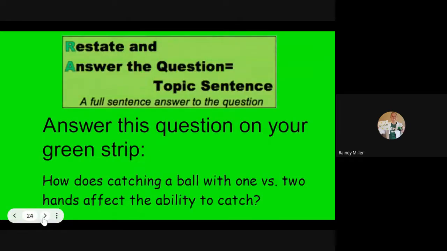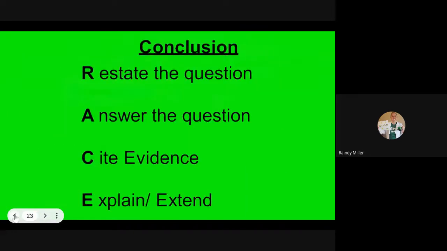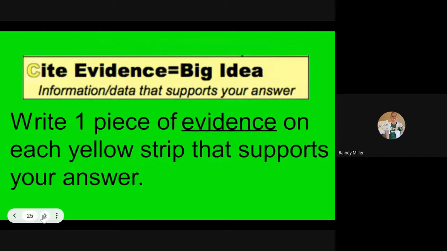So I would cite a piece of evidence. When I was catching with one hand, it was difficult because it would bounce off of my hand because I couldn't wrap my hand around. Okay. So take one of your qualitative pieces of data and use that in order to write your next cite evidence.